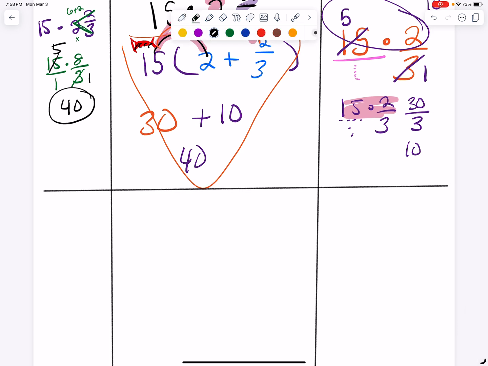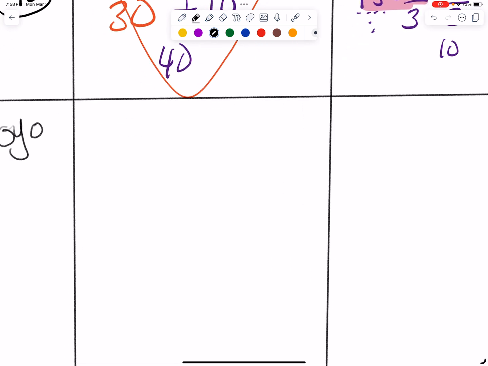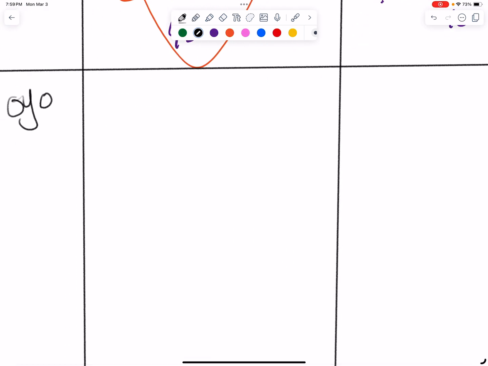Okay, and then the last one. Pause it, try it by yourself. You're going to do 8 times... Oh, I should have started with this one. This one's kind of easy. Pause it and try to do it. Oh, wait.